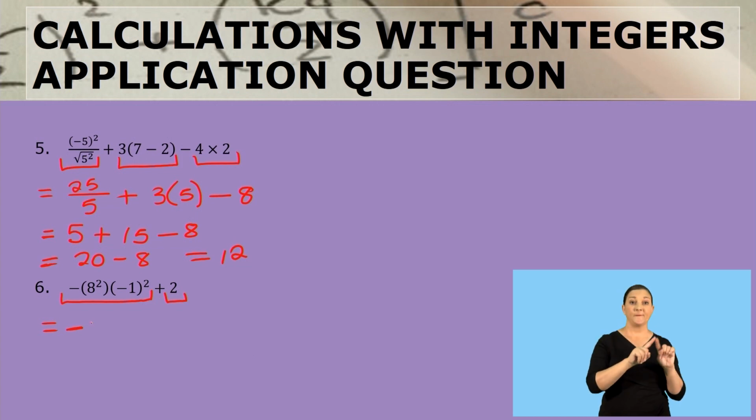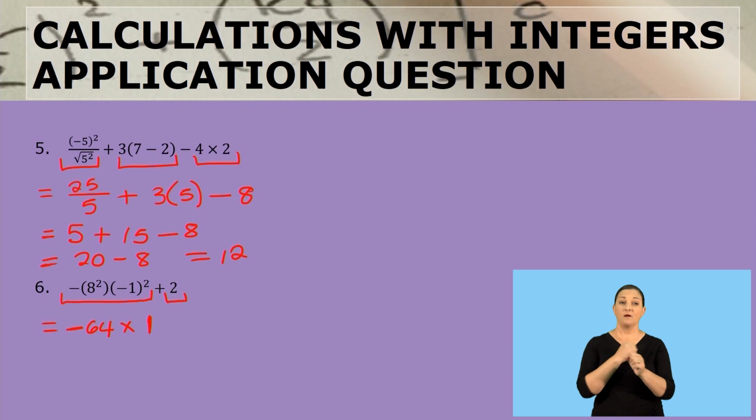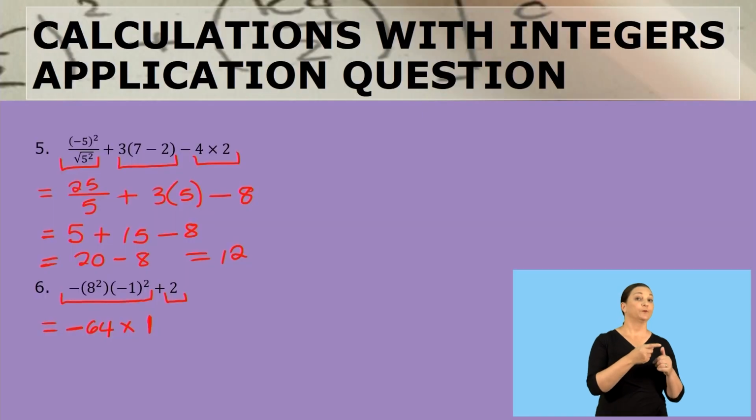And 8 squared is 64. We are multiplying this with a negative 1 squared. But negative 1 squared is 1. Why? Because I am saying a negative 1 multiplied by a negative 1. Those are two negatives. The answer will be positive. And then we are going to add the 2.